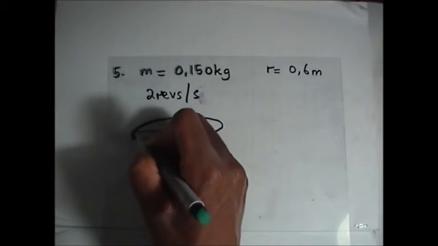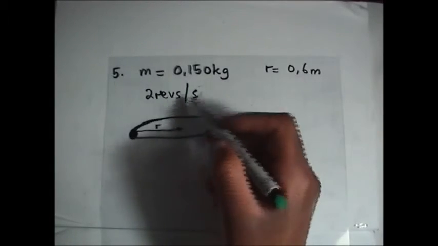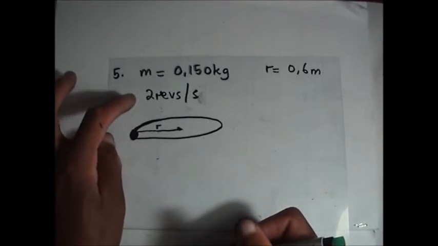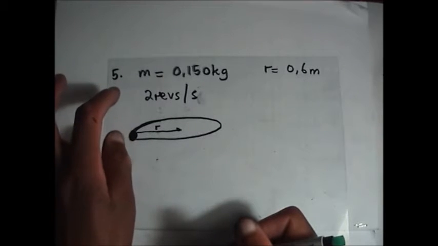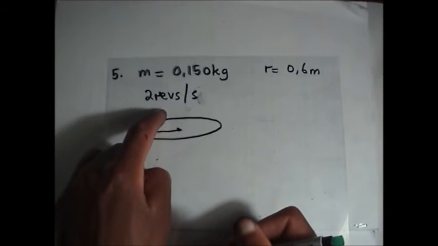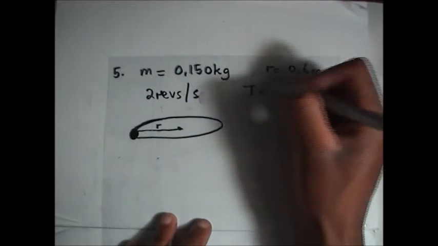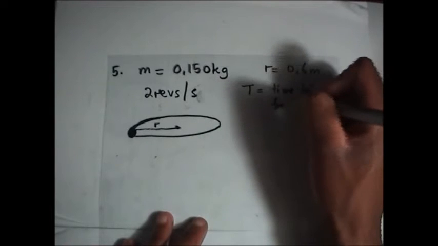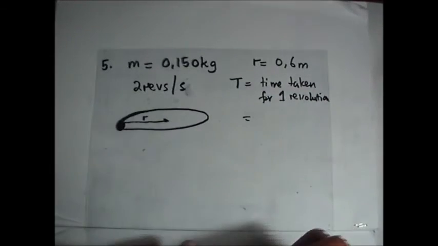So here we know that there is a ball of this mass. The radius is 0.6, and it's making 2 revolutions per second in that horizontal circle. But already in the previous examples, we now know how to convert these revolutions per second into period. The period is equal to the time taken for 1 revolution. That's the definition of period.